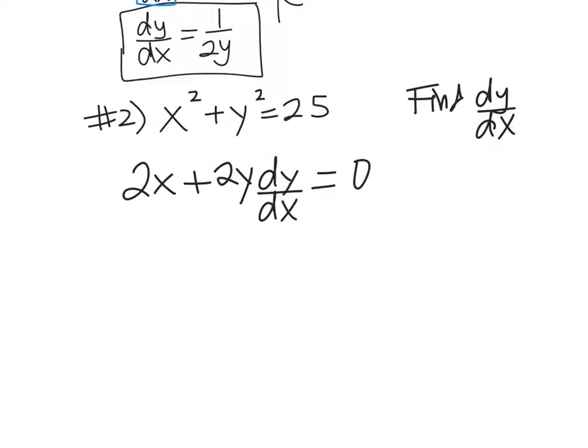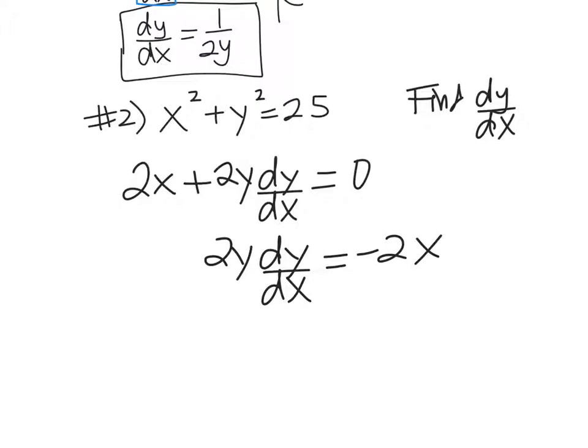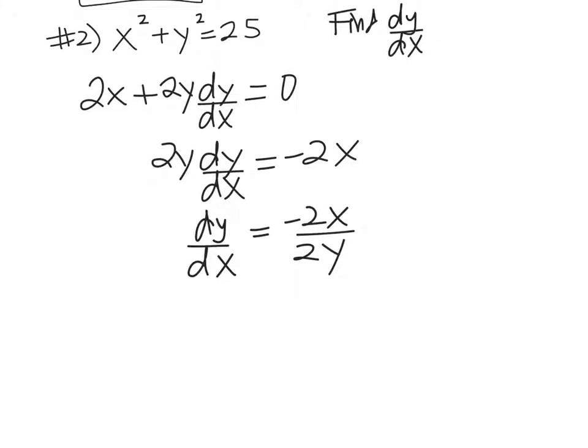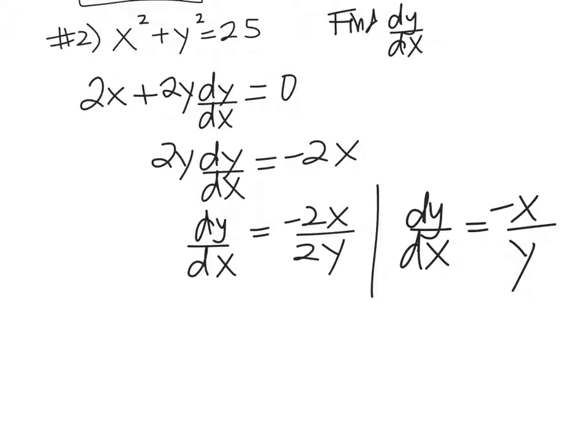Subtract 2x to the other side, and then divide by 2y. So dy/dx equals negative 2x over 2y. Perfect. So the derivative of that circle is negative x over y, and that would be your answer.